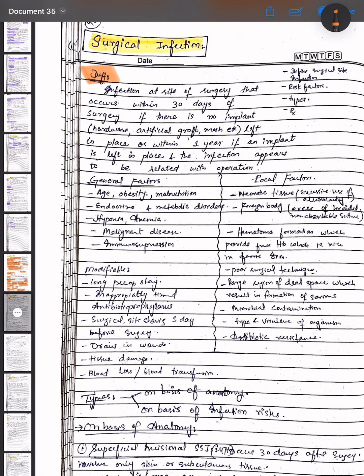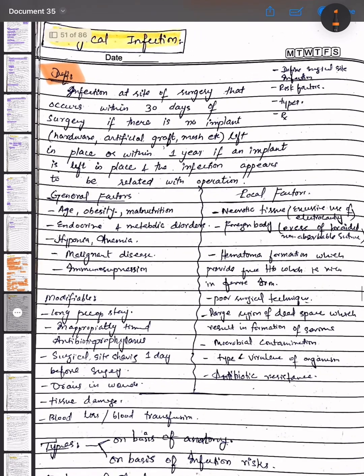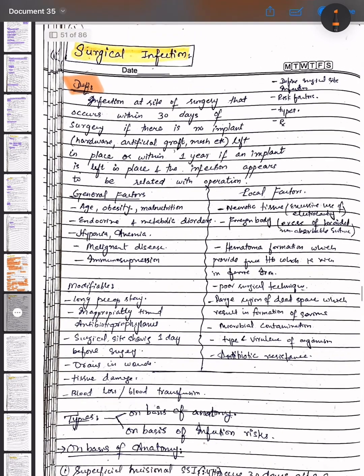What questions are important in this topic? We have defined surgical site infection. What are the risk factors, what are the types, and what are the treatment options? So in general infections, some general factors are involved and local factors are involved. In general factors we have age, obesity, malnutrition, endocrine and metabolic disorders, hypoxia, anemia, malignant disease, and immunosuppression.